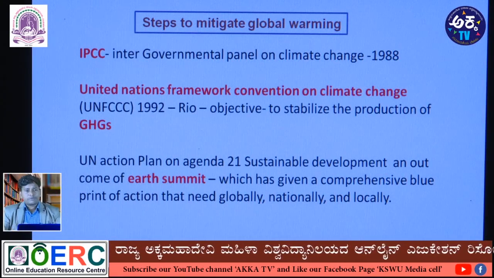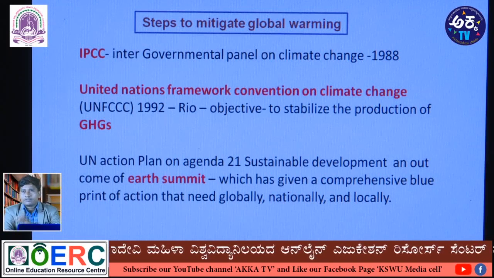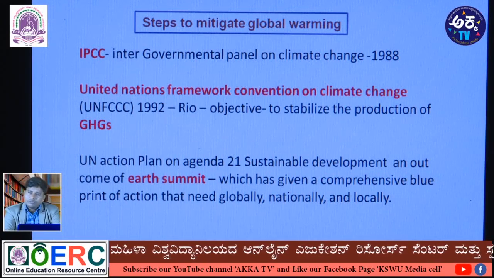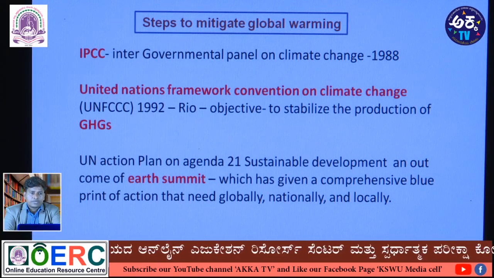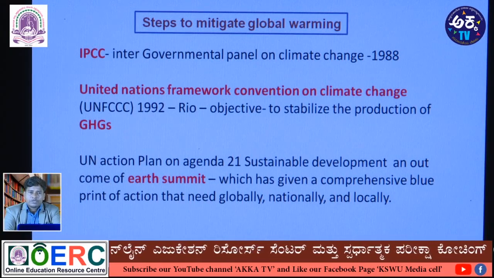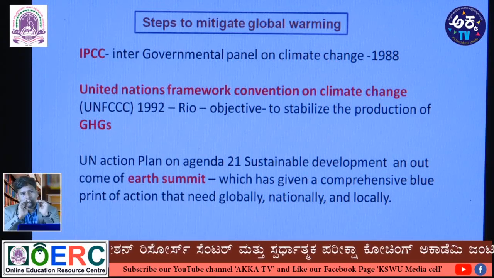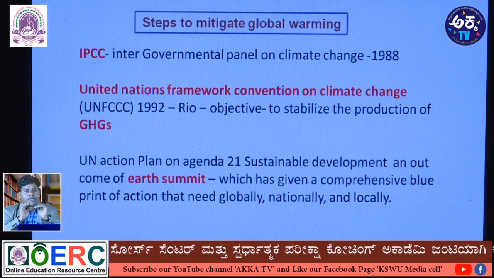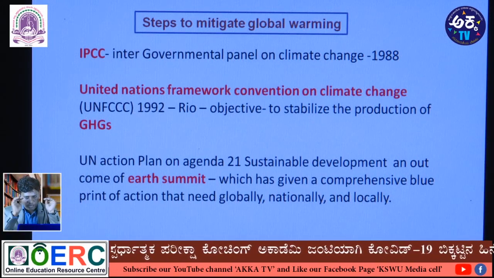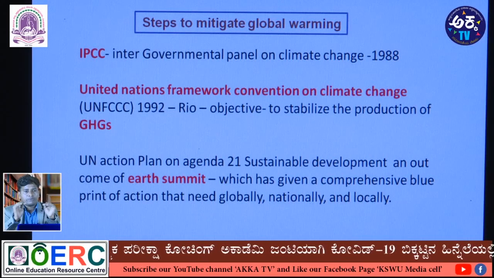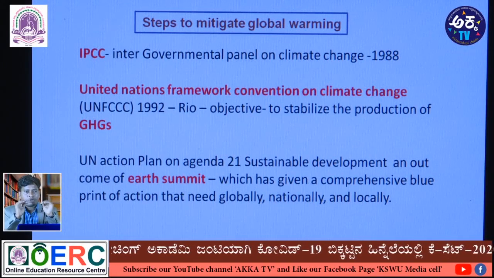Then what are the steps to be taken to mitigate this problem? How can we tackle this global warming problem? See, we have more than 200 countries as of now, almost 192 or more. These countries have to take a consolidated effort to reduce the problems of global warming, that is, to reduce the reasons which are attributed to global warming.